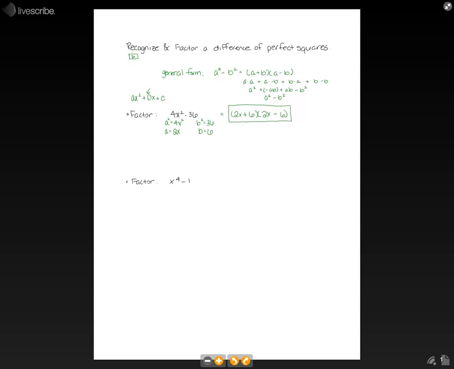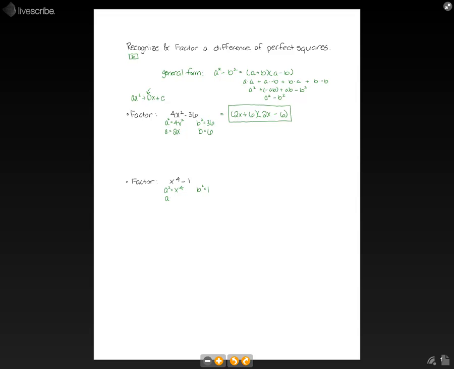And that is our final answer for this one. Let's look at x to the fourth minus 1. We know that if we don't have a number in front of a variable, that number is automatically 1. And the square root of 1 is 1, which is a rational number. And again, we have 1 over here, so again, we have a rational number, which means that a squared is x to the fourth, and b squared is 1. So we can follow the formula.